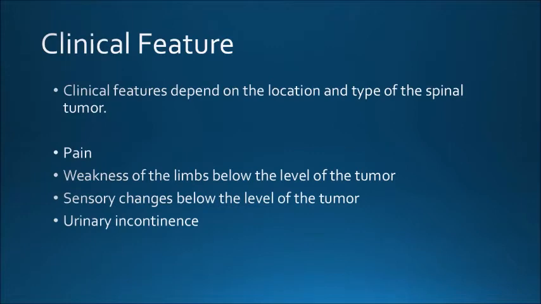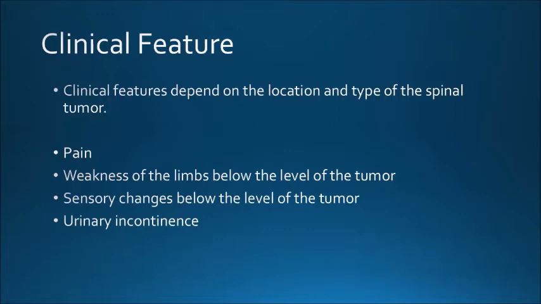And the clinical features. Generally, we divide the clinical features into three categories: the local symptoms, then the neurological deficits of the limbs, and lastly the sphincter. So these three can be the presentation: the local symptoms of the spine, then the deficits of the limbs, and then urinary or fecal incontinence.